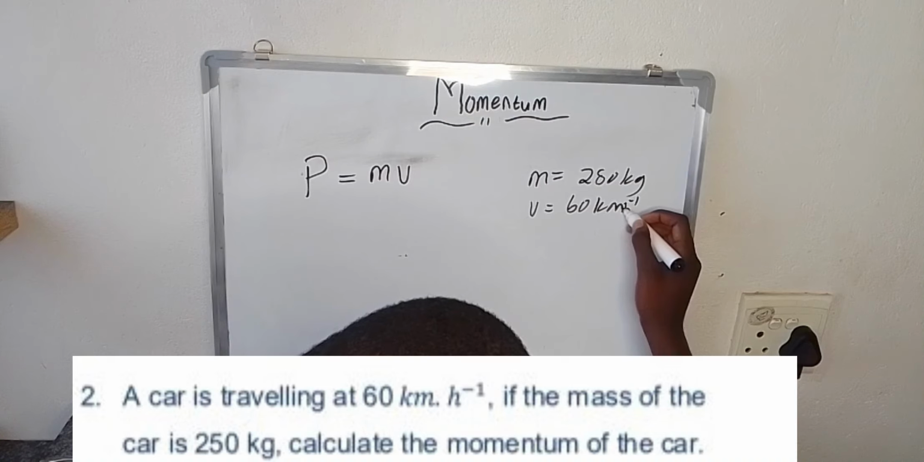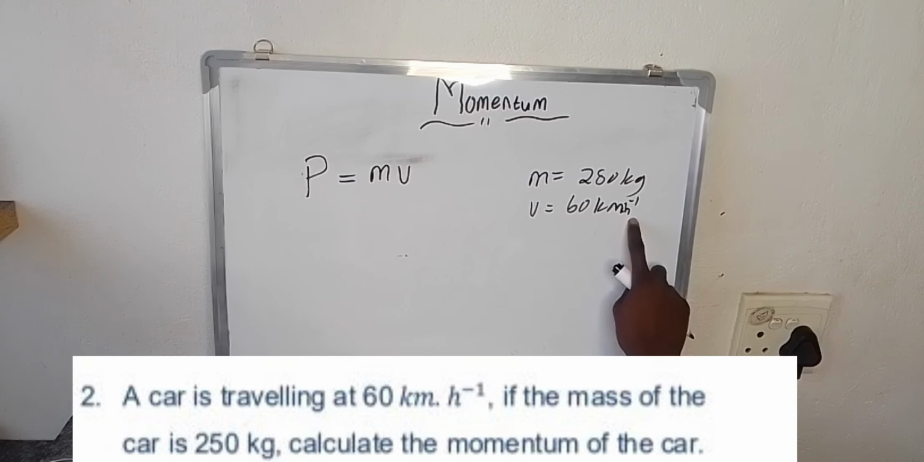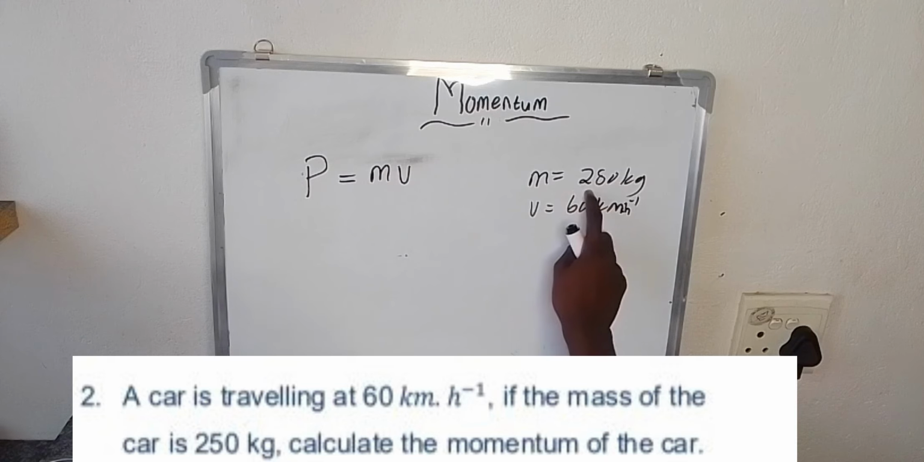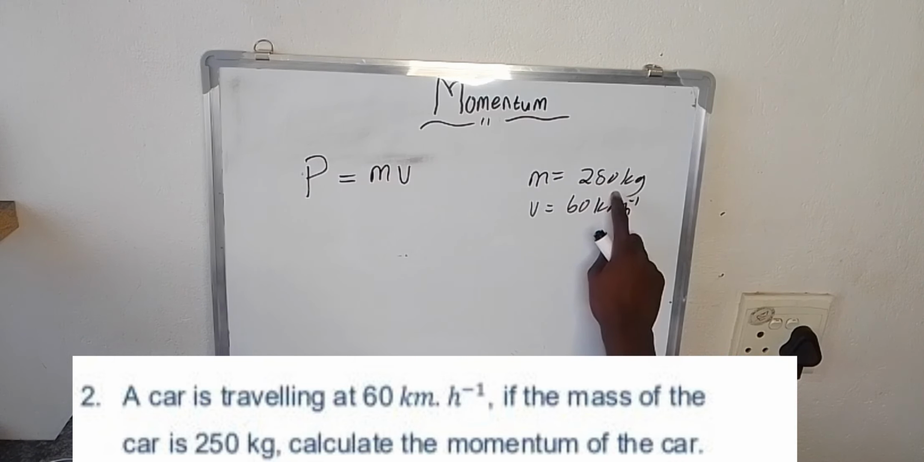Now we see that velocity must be measured in meters per second, so we must convert it, but the 250 kg we can substitute here because it is in the correct unit. So now let's convert this 60 km per hour into meters per second.